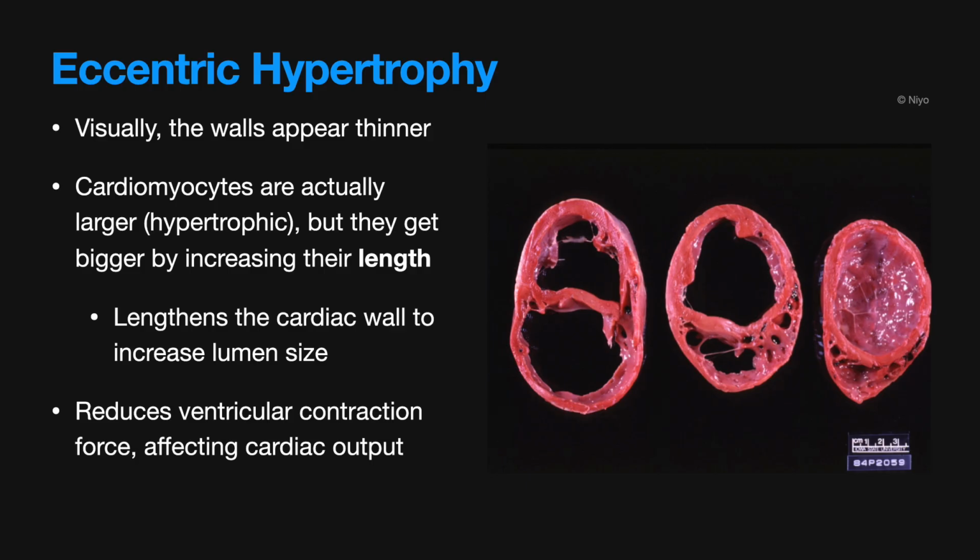Eccentric hypertrophy looks like thinner cardiac walls than you would expect. However, it is still hypertrophy because the cardiomyocytes do actually get bigger. They get bigger by increasing their length, which therefore increases the length of the cardiac wall and thus increases the lumen size for that cardiac chamber. Eccentric hypertrophy also reduces ventricular contraction force, which can affect cardiac output.